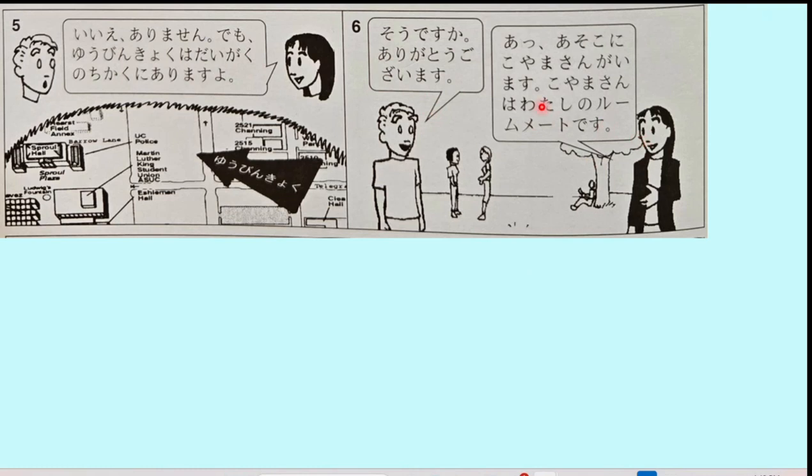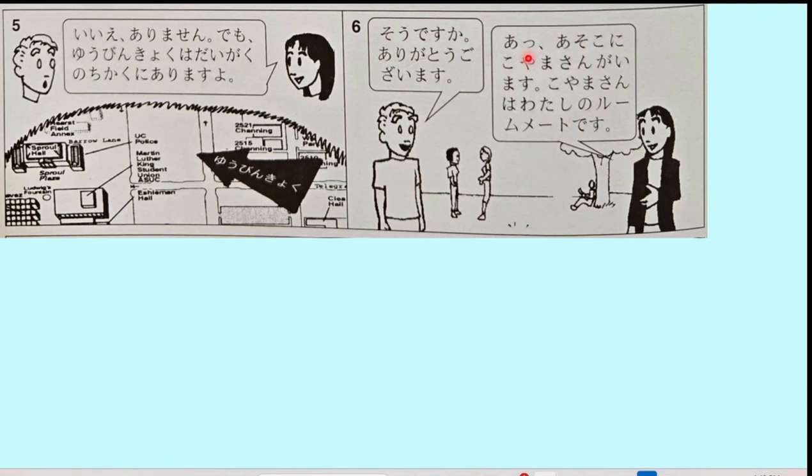And she says, ah, asoko ni. So she is a little surprised. Ah, asoko ni Koyama-san. So she is talking about some other person. Asoko ni Koyama-san ga imasu. Koyama-san wa watashi no roommate desu. Okay, so she is now giving some other information because Miller-san is new to this university.